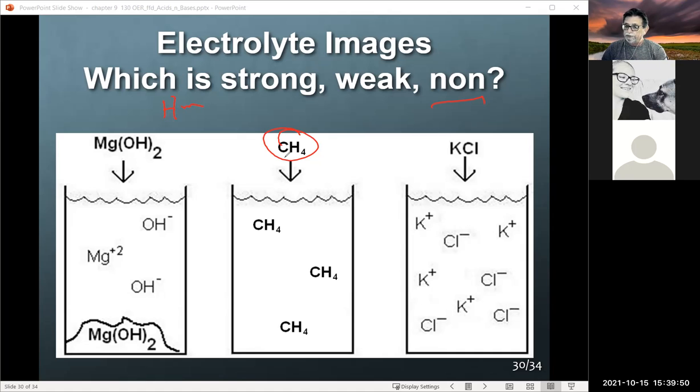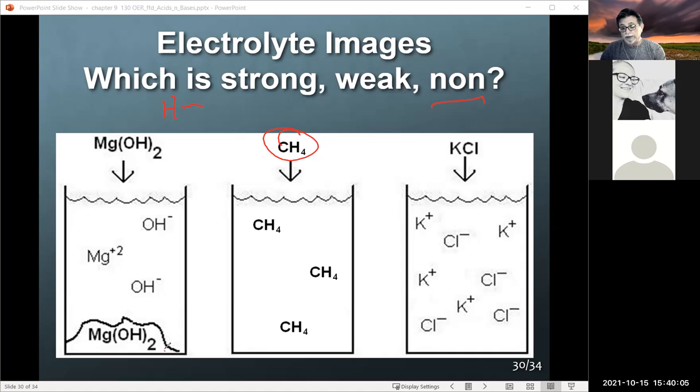H after the central atom, not a good chance it's not an acid. So this is a covalent compound, and there's no charges. So that is a non-electrolyte, non-conductor.